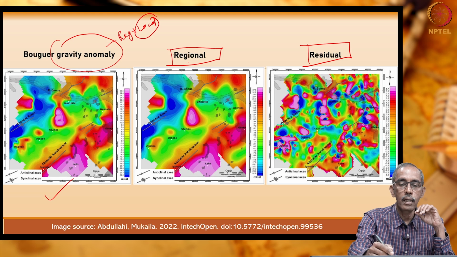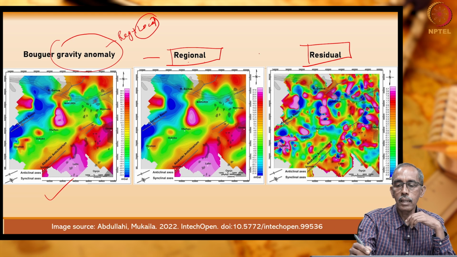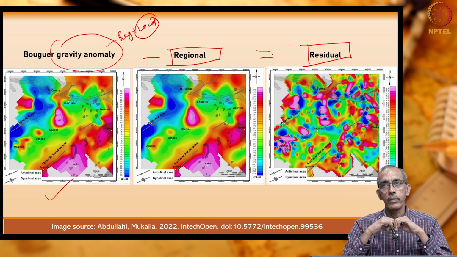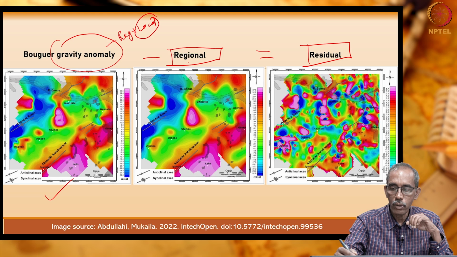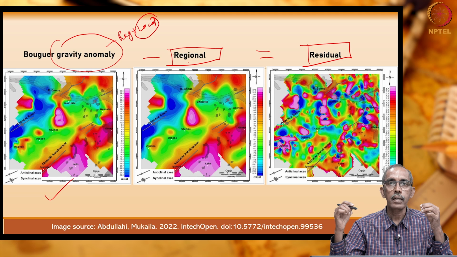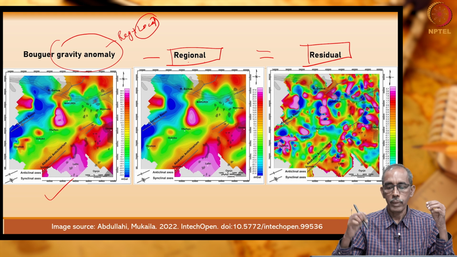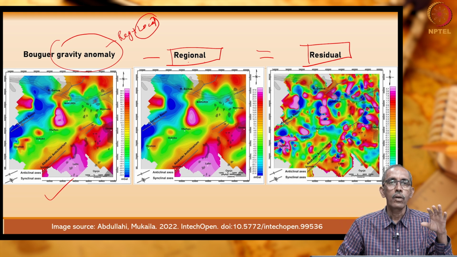When you remove the regional from Bouguer gravity, right, Bouguer gravity anomaly minus regional gives you the residual gravity. So, in the residual gravity anomaly map, what we get is the impact of the formations that are very close to the surface of the earth, right. So, this is how we carry forward with the interpretation of gravity data by qualitatively looking at the Bouguer gravity map or residual gravity map, as you see in this slide, right.